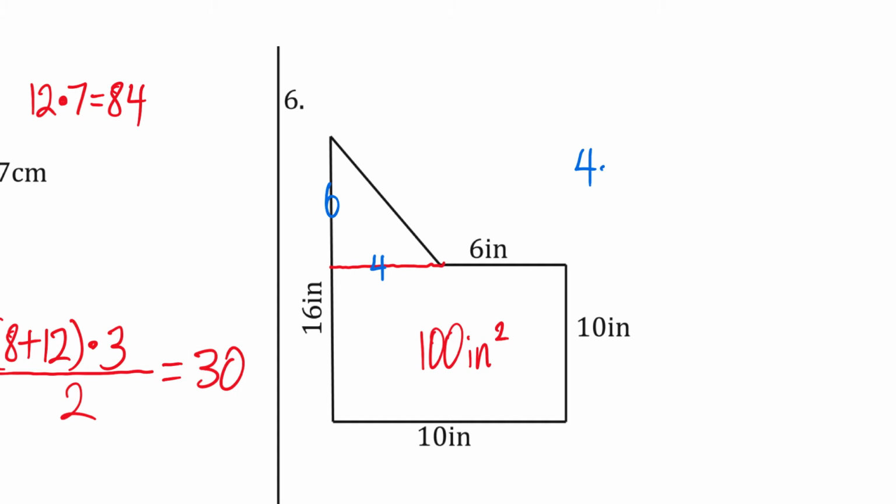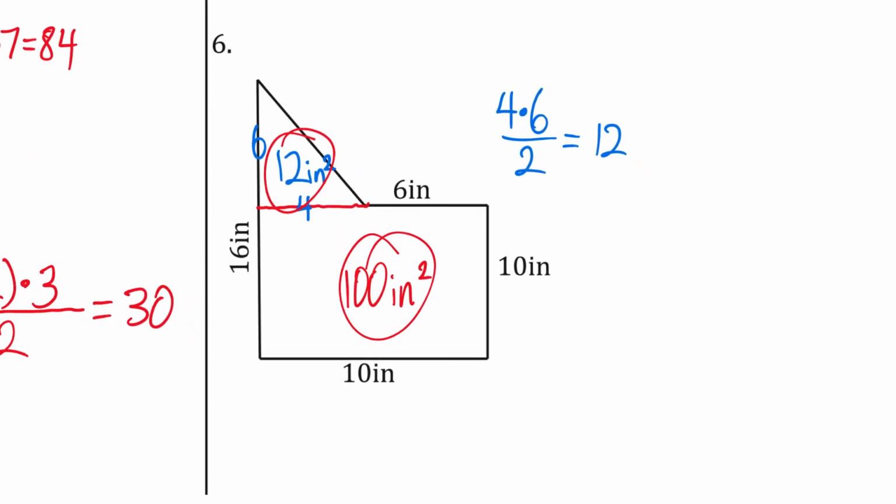So for the area of the triangle, base times height divided by 2, 4 times 6 divided by 2 is what? 12. It's 12. Good. And so now we're just going to add these two up. That's going to give us 112 square inches.